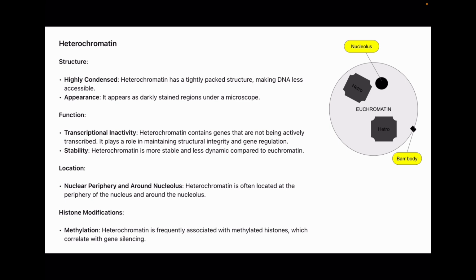Where is heterochromatin found? It is found at the nuclear periphery and around the nucleolus. Heterochromatin is often located at the periphery of the nucleus and around the nucleolus. Histone modification. So, heterochromatin is methylated. Heterochromatin is frequently associated with methylated histones, which correlates with gene silencing.